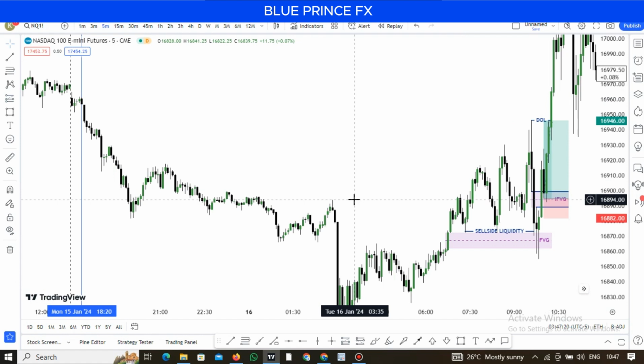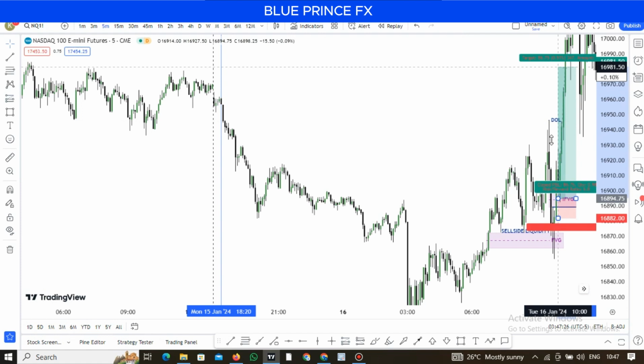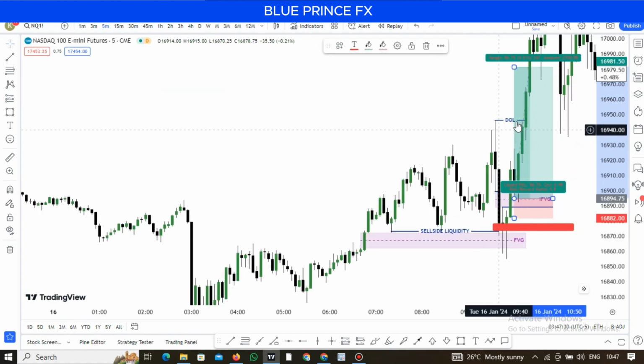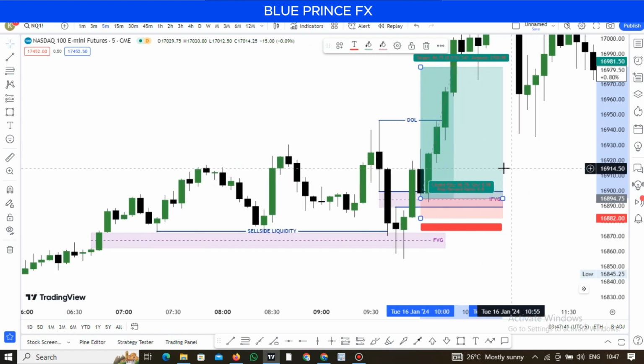Then when the market comes to this first obvious draw on liquidity, you take your partials and you move your stop loss just above your entry point. Okay, guys, just above your entry point. So that's all that you do, guys. So now let's look at our second example.